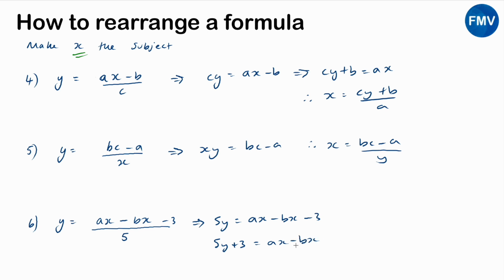At this point here, you'll notice I've got x in both terms. So my way around this to get x as one separate term is to factorize this. So I would have 5y plus 3 is equal to x bracket a minus b. Now I've got x isolated. All I need to do now is get rid of this a minus b. And to do that, I divide both sides by a minus b. Therefore, x is equal to 5y plus 3 over a minus b, and that's done. So that's rearranging a formula.